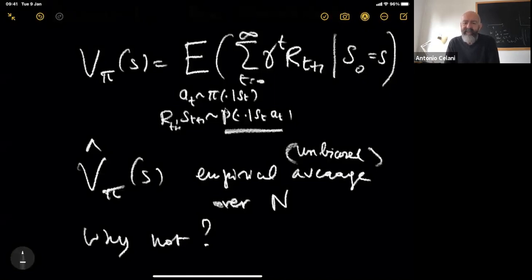But what's the but? Can you come up with ideas why this might be? Think about how you would do it. Suppose I give you a grid world with 1,000 states and gamma equal to 0.99, which means a horizon of about 100.